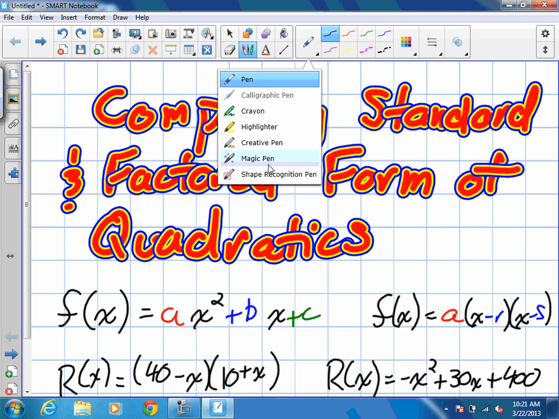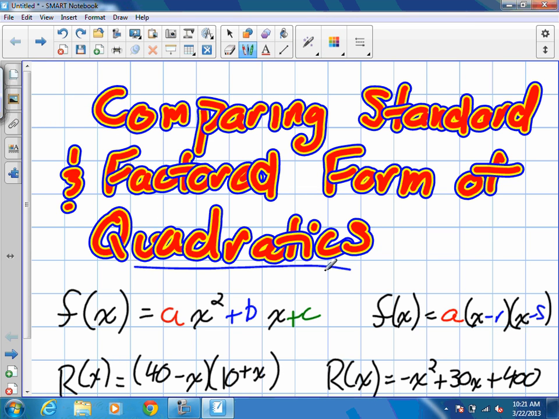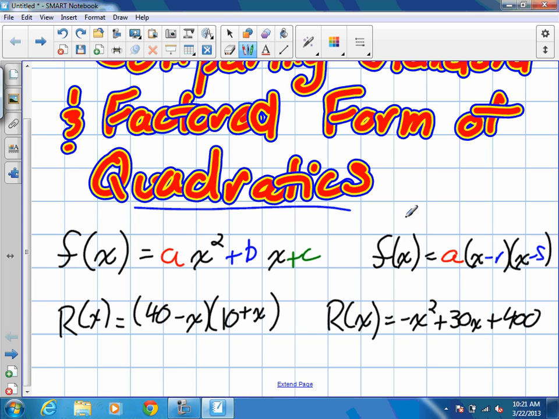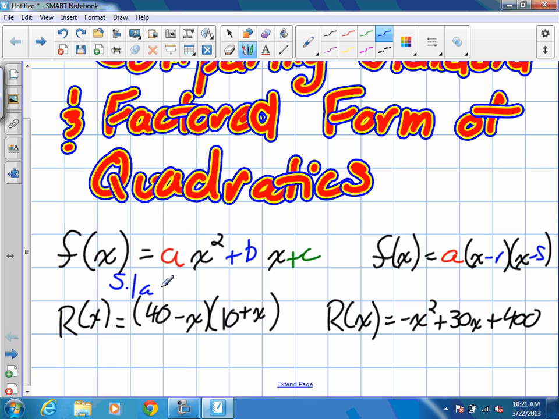Comparing standard and factored forms of quadratics. So, first off, which of these two would be considered the standard form? The left is the one that's considered standard, okay? This is standard form, which means the other one must be our factored form.